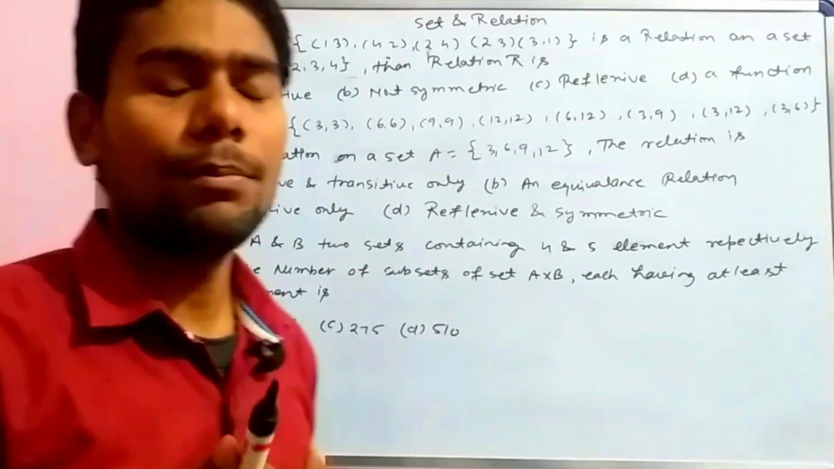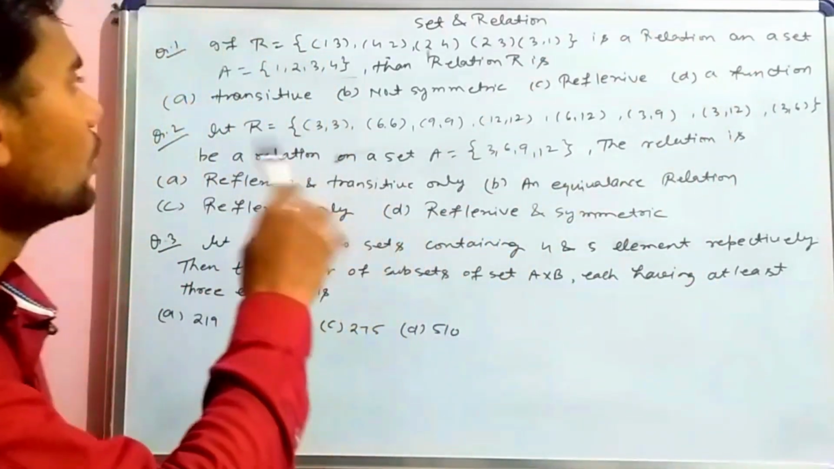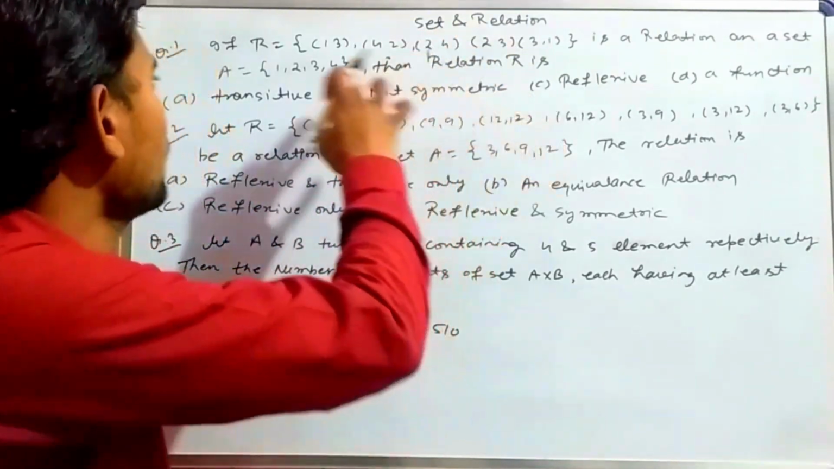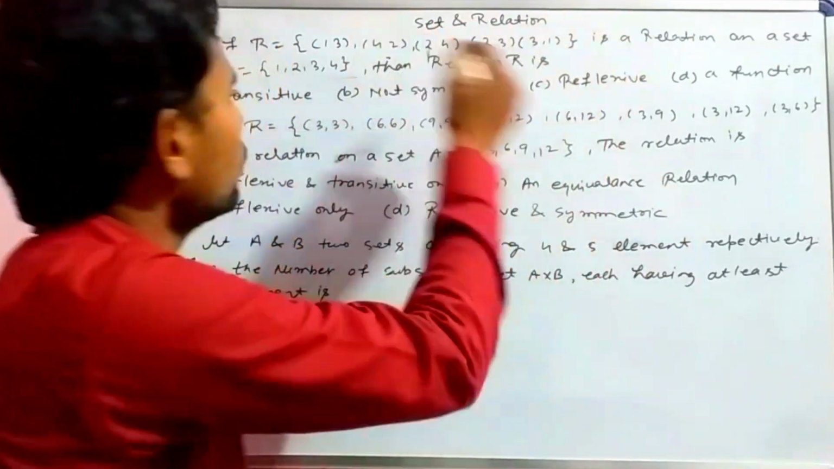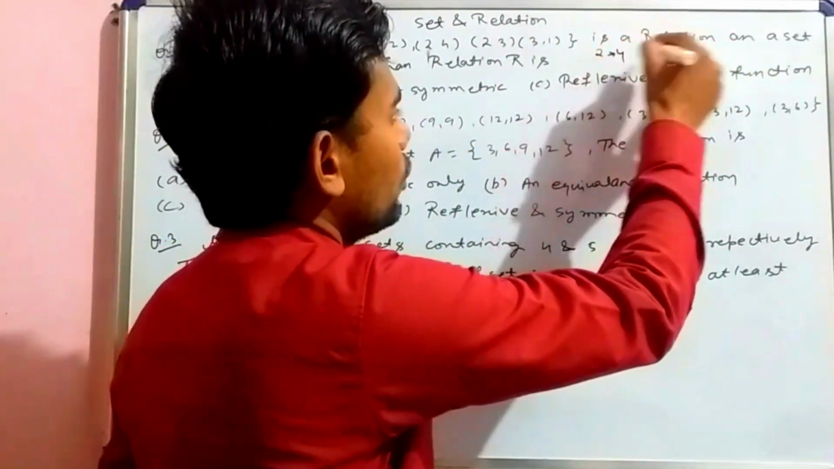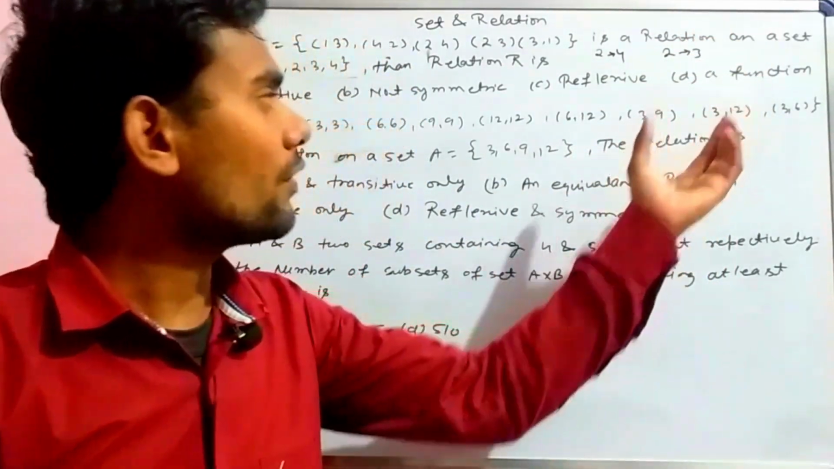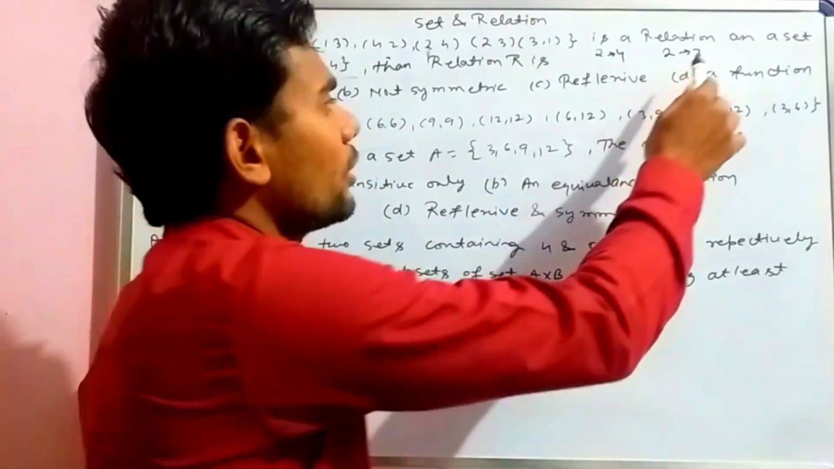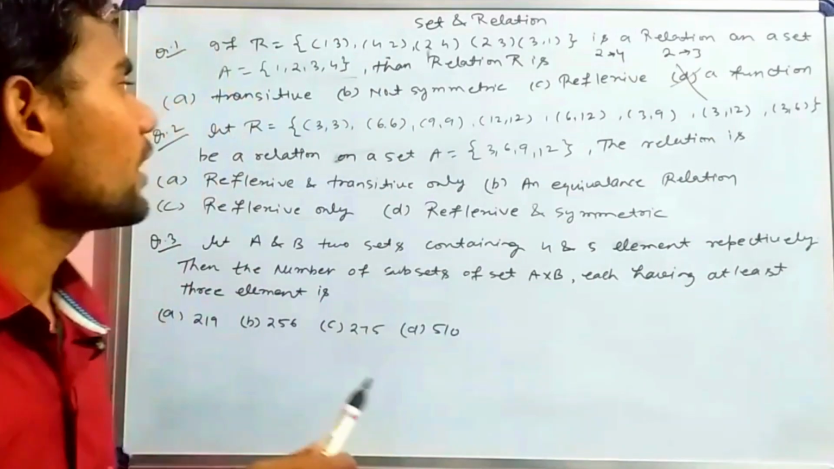So now we have to check the options one by one. First we check whether it is a function. If we see the relation, the image of 2 is 4 and the image of 2 is also 3. By the definition of a function, any element has a unique image, but 2 has two images, 4 and 3, so this is not a function. This is just a relation.